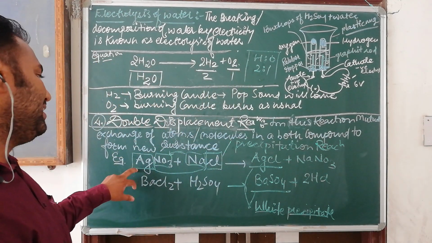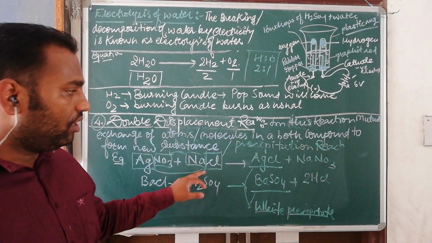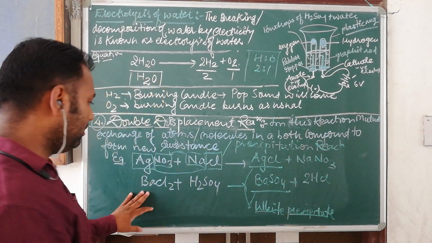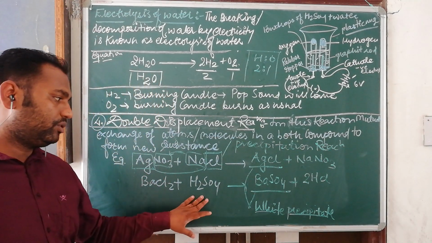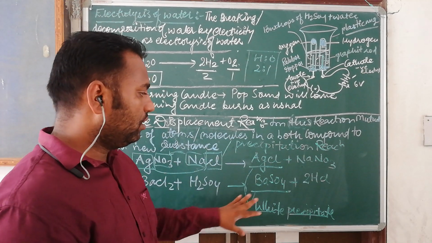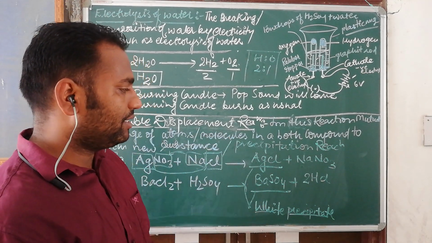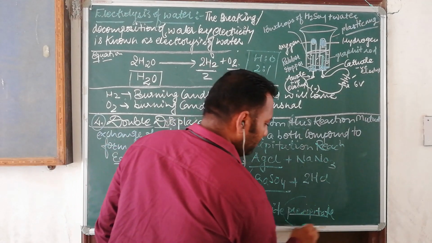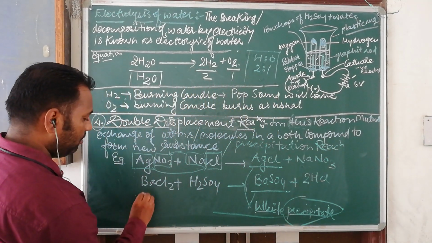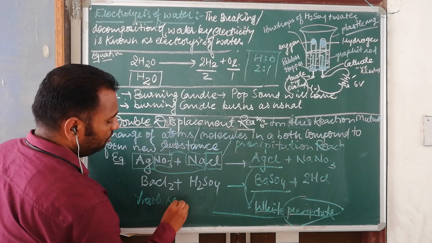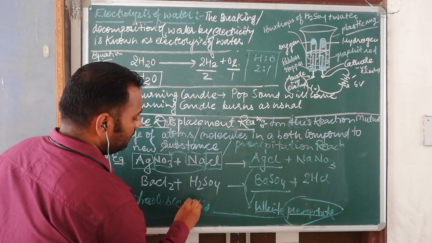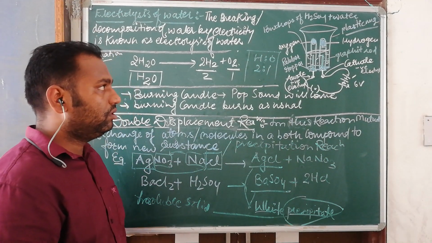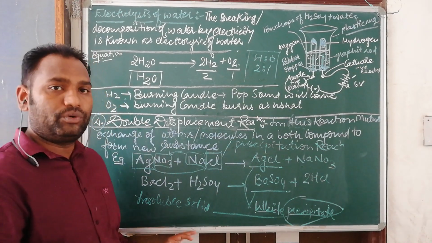So when silver nitrate reacts with sodium chloride, it forms silver chloride and sodium nitrate. And when barium chloride reacts with H2SO4, sulfuric acid, it forms barium sulfate and 2HCl, hydrochloric acid, and a white precipitate. This white precipitate is an insoluble solid which is left at the bottom of our beaker. So first you have to write this down. Next topic we will see in a few minutes. Okay, thank you.